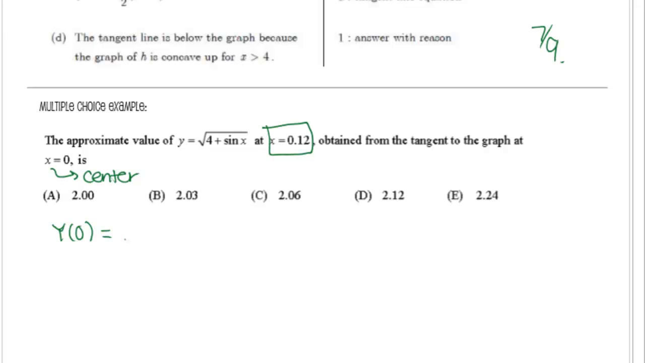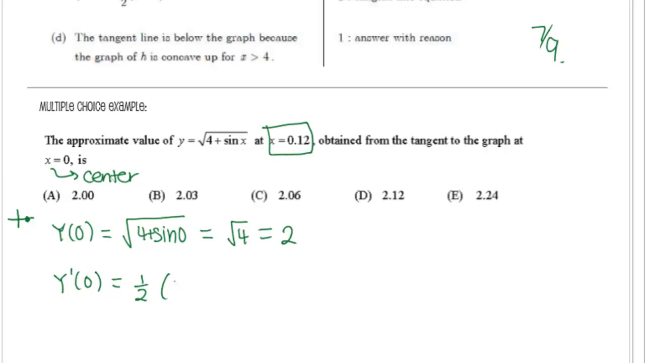So first I'm going to have to get the point at x equals 0, which would be the square root of 4 plus the sine of 0. The sine of 0 would be the y value here, which is 0. We get the root of 4, which is 2. y prime of 0 would be, chain rule, 1/2 times 4 plus sine of x to the negative 1/2 times the derivative of the inside, which is cosine of x.